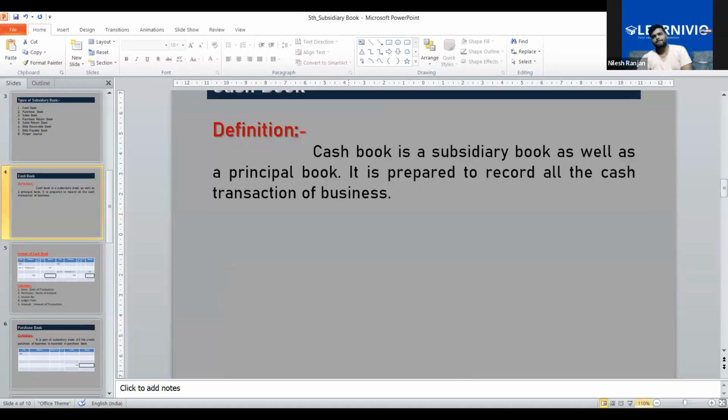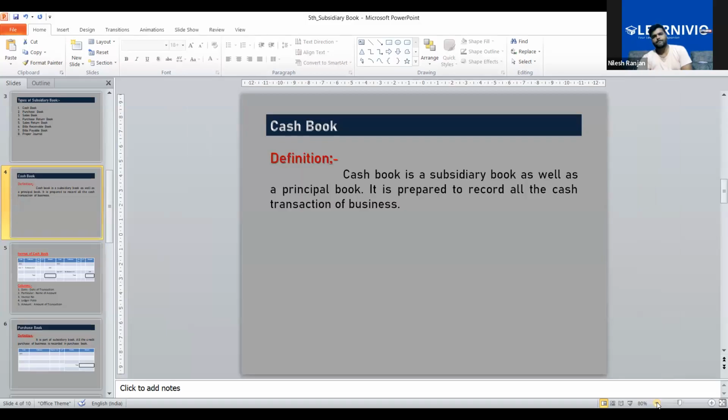So this is the definition of cash book. Cash book is a subsidiary book as well as a principal book. It is prepared to record all the cash transactions of business. So this is the definition of cash book.